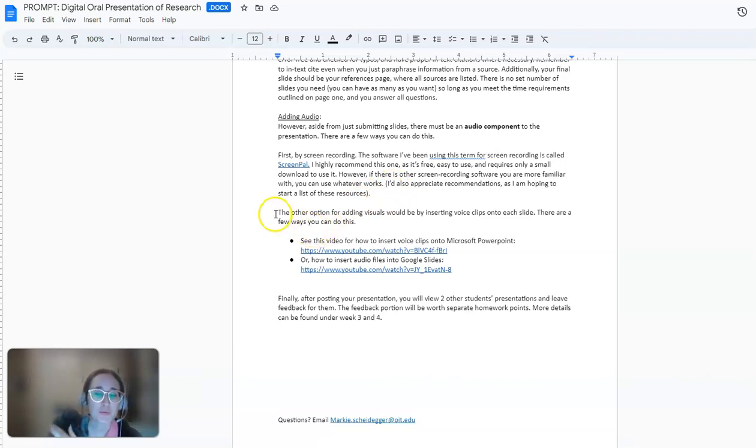Anyway, the other option that I wanted to give you was if you don't want to add a little video of yourself in the corner, you can add audio clips of yourself instead. I have linked a few videos here for how you can add voice clips to Microsoft PowerPoint, but also Google Slides. So there are a few different options for that. If you'd rather just do audio clips, that totally works.